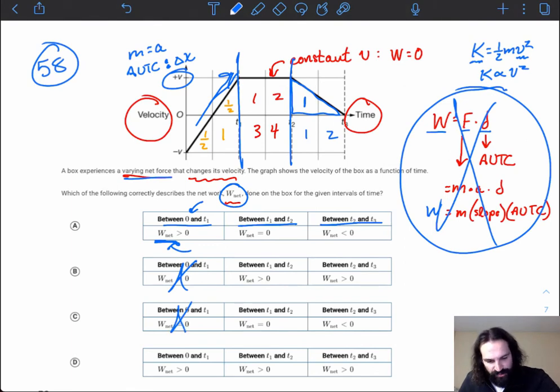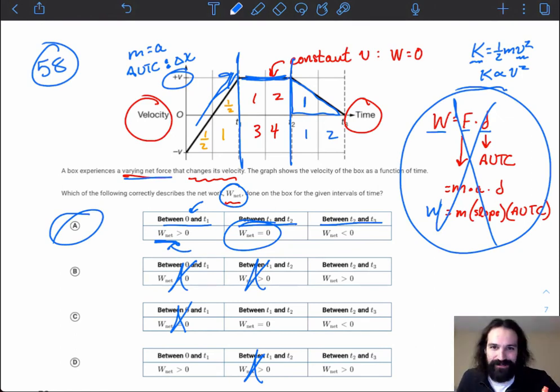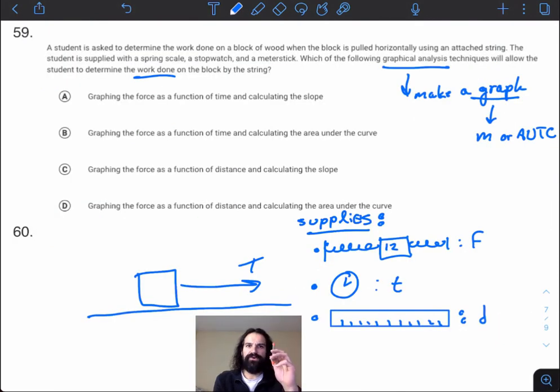During phase 2, it's a constant velocity, which means the net work is 0. That rules out B and D. So right now we've already chosen A, but let's confirm it. During phase 3, it's slowing down, which means work is removing energy from the system. So it's negative work. That's so much more elegant than I thought it was. My goodness. Cool.